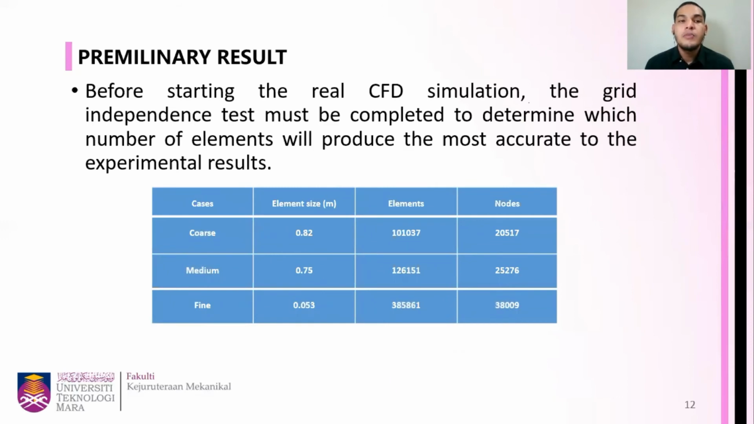Okay, we will go to the preliminary result. Before starting the real CFD simulation, the grid independent test must be completed to determine which number of elements will produce the most accurate result compared to the experimental result. As you can see in the table, these are the cases that we use to investigate, which are coarse, medium, and fine. The element count for fine is the greatest and has been chosen to conduct this investigation.